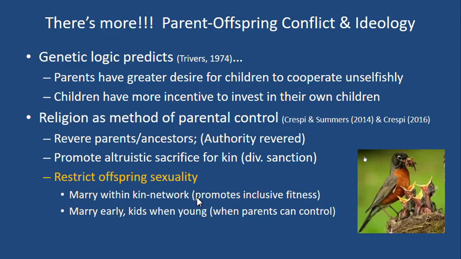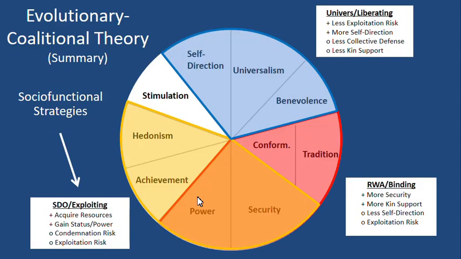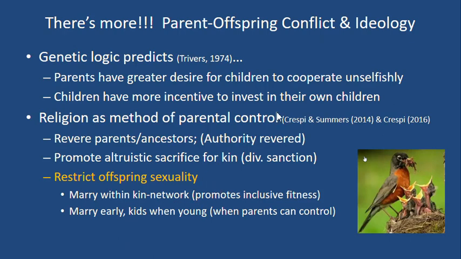Okay, and then there's one addition to the evolutionary coalitional theory that I'm working on. And that is the parent-offspring theory. There's some genetic logic that I'm not going to go into that has to do with what proportion of genes you share with other relatives. And just the way it works out, parents will have a greater desire for their children to cooperate unselfishly, but children have more incentive to invest in their own children vis-a-vis other relatives, or vis-a-vis their brothers and sisters.